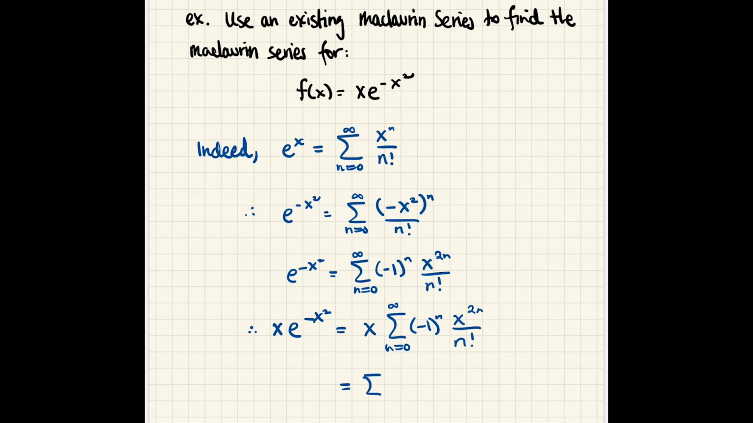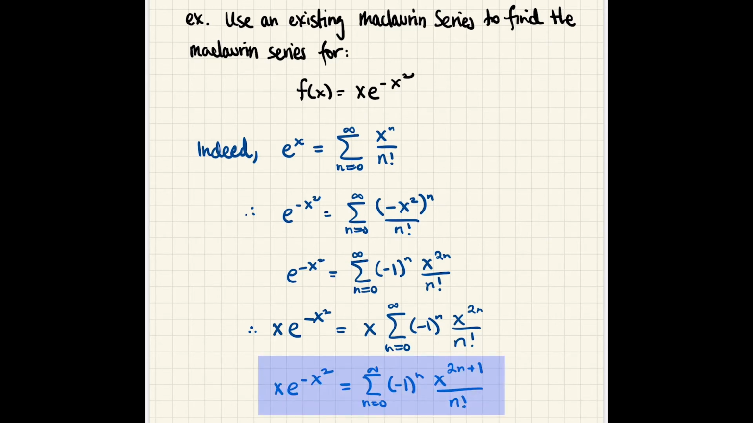But of course, that x distributes all the way in, and it really just means that this is x to the 2n plus 1 instead of x to the 2n. So there we are. Behold the Maclaurin series for x e to the negative x squared.